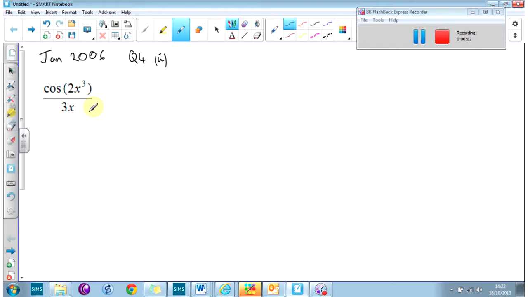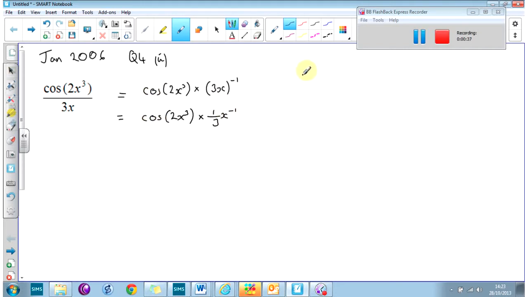Okay, here we go. We're going to differentiate this question from the January 2006 paper. So the very first thing I'm going to do is convert it into a product, so I can use the product rule. So I've got cos of 2x cubed multiplied by 3x to the power of minus 1, and just to make that simpler for me to deal with, I'm going to rewrite this bit here as 1/3, that's the 3 to the minus 1, times x to the minus 1.